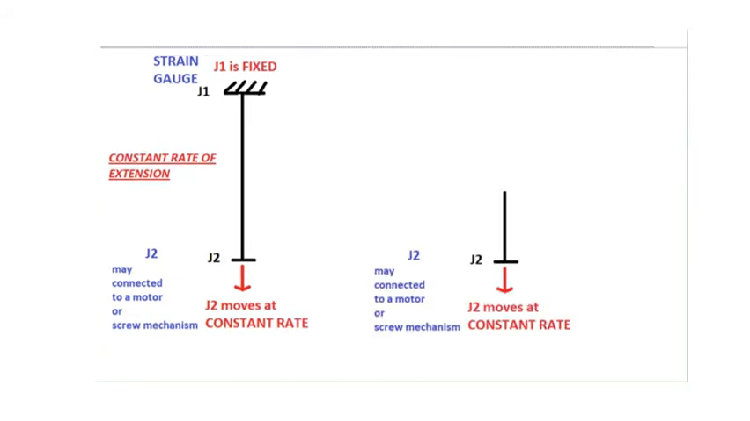traverse. So in constant rate of extension and in constant rate of traverse, the bottom jaw is similar. There is a similar arrangement of the bottom jaw. The bottom jaw moves at a constant rate. It may be attached to a screw mechanism, in turn attached to a motor, or a screw mechanism attached to some physical moving attachment which moves at a constant rate. So the bottom jaw looks similar.